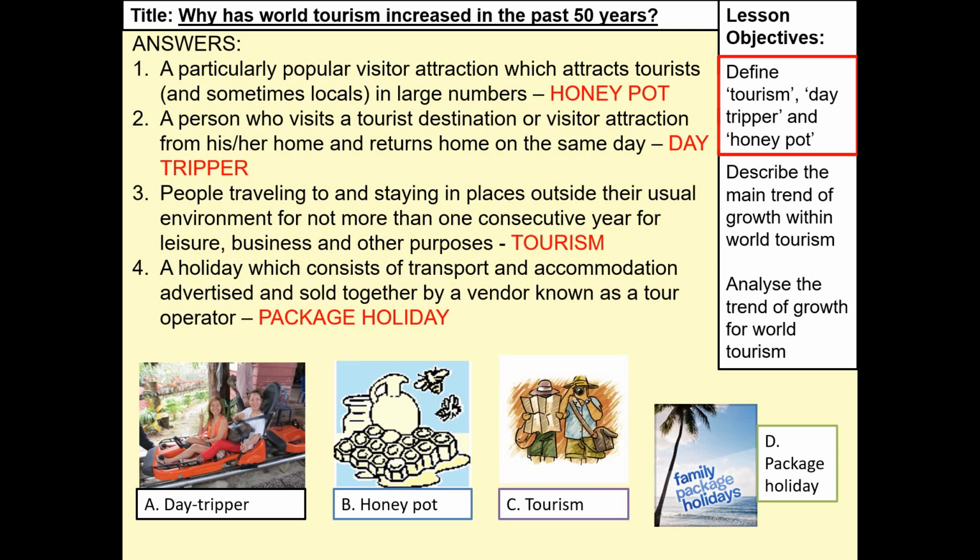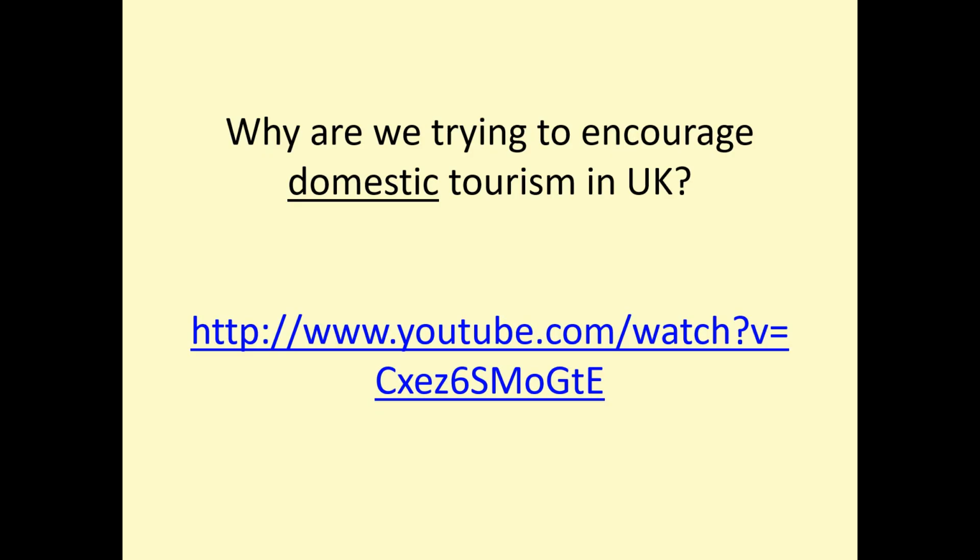Moving on, stage 2. Quick video for you, it's very short. It's a brief advertisement for domestic tourism within the UK. If you don't know what domestic means, we're going to look at that shortly. So please just have a quick watch here and then we're going to move on. You don't need to write anything down for this stage.